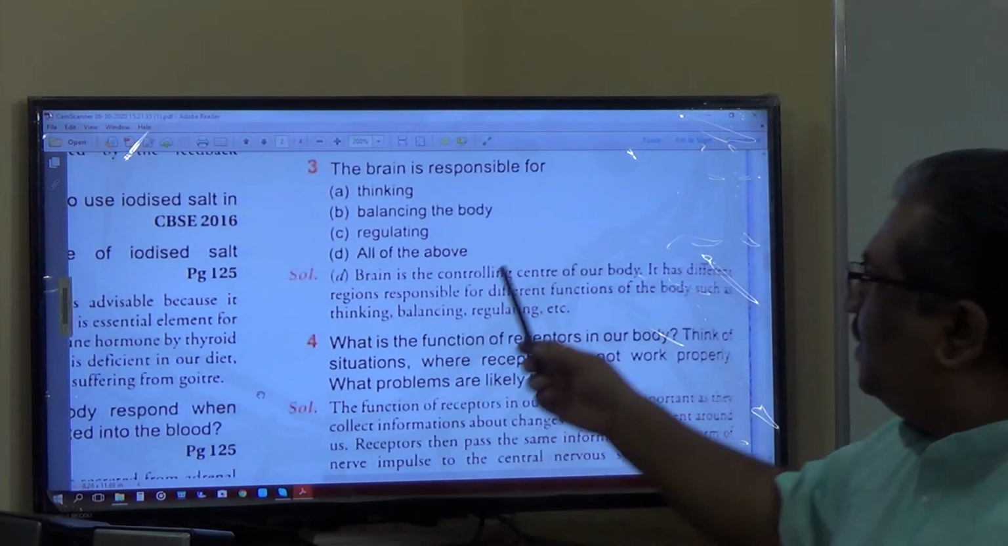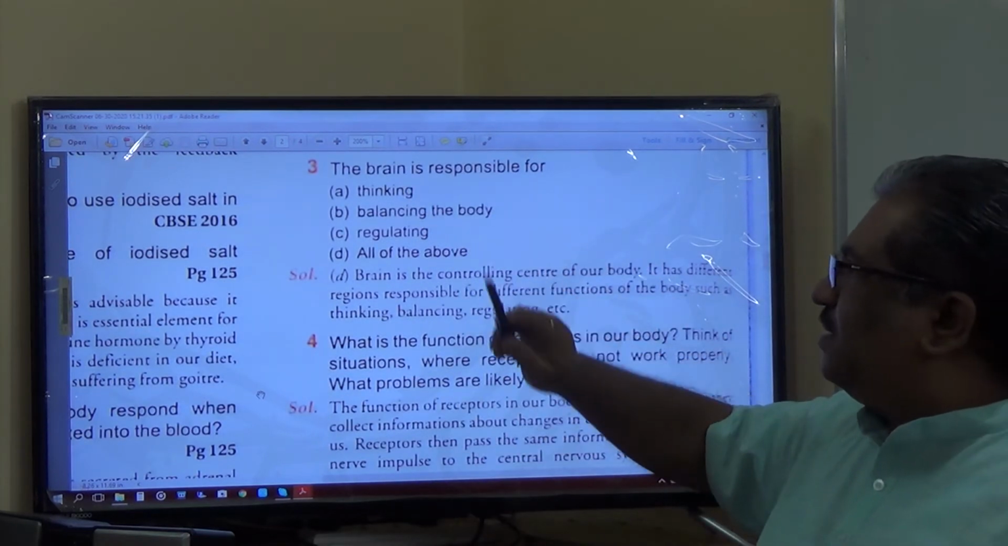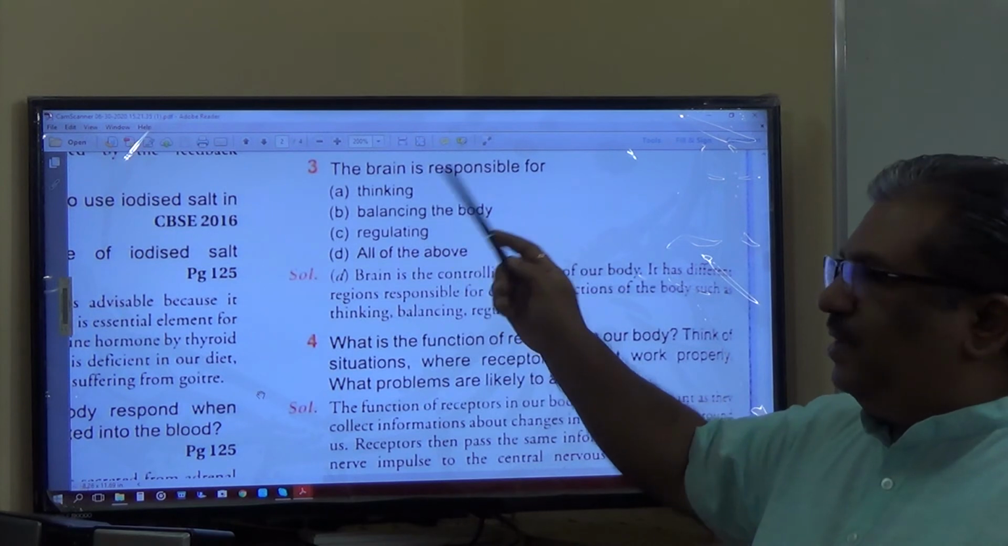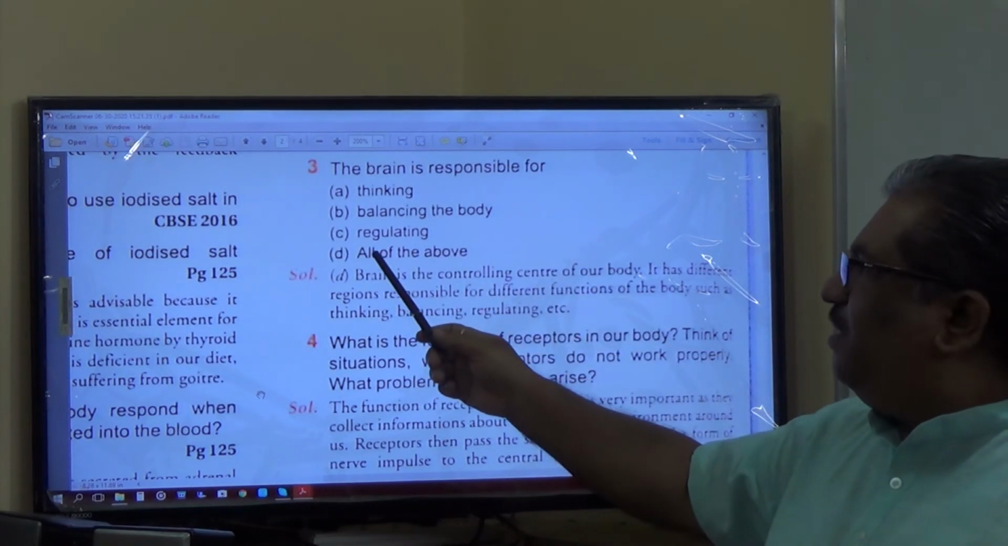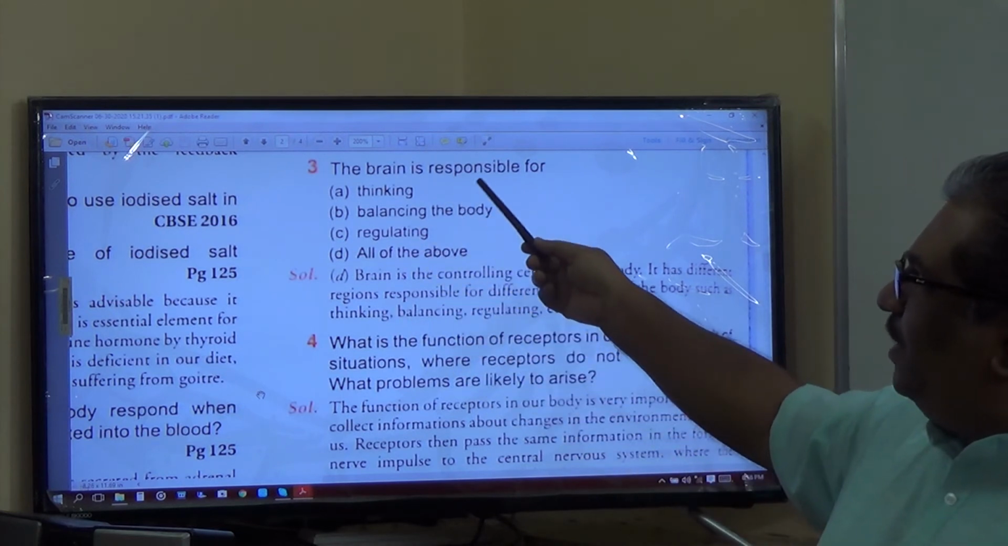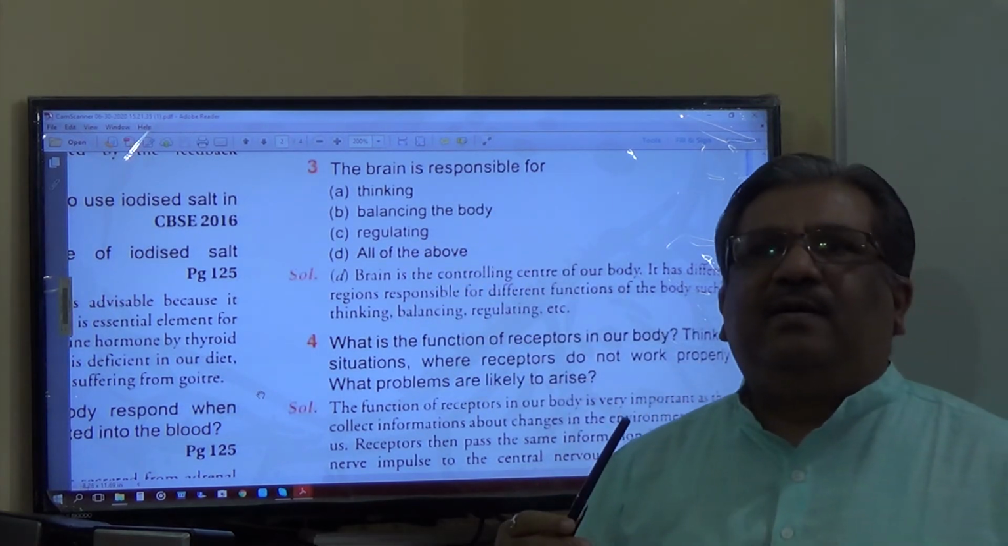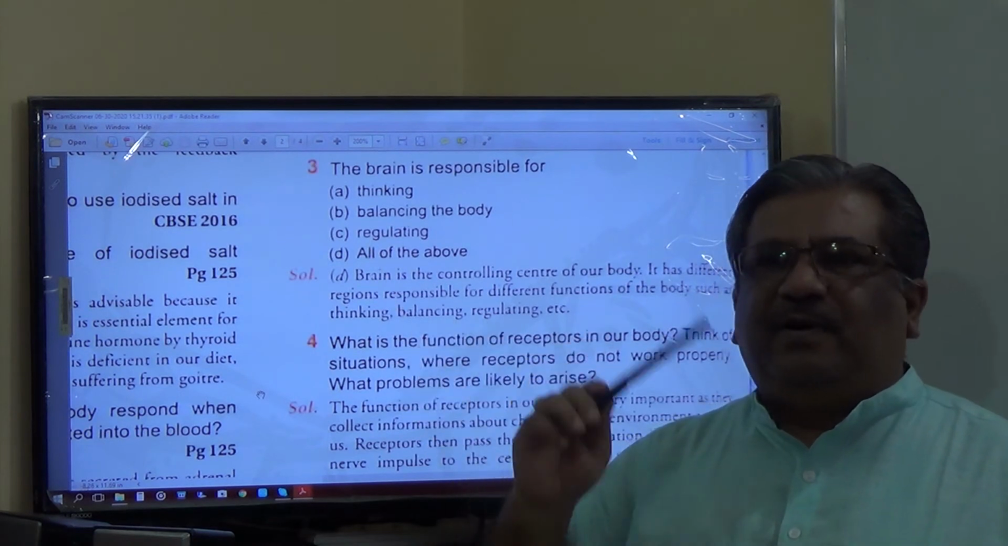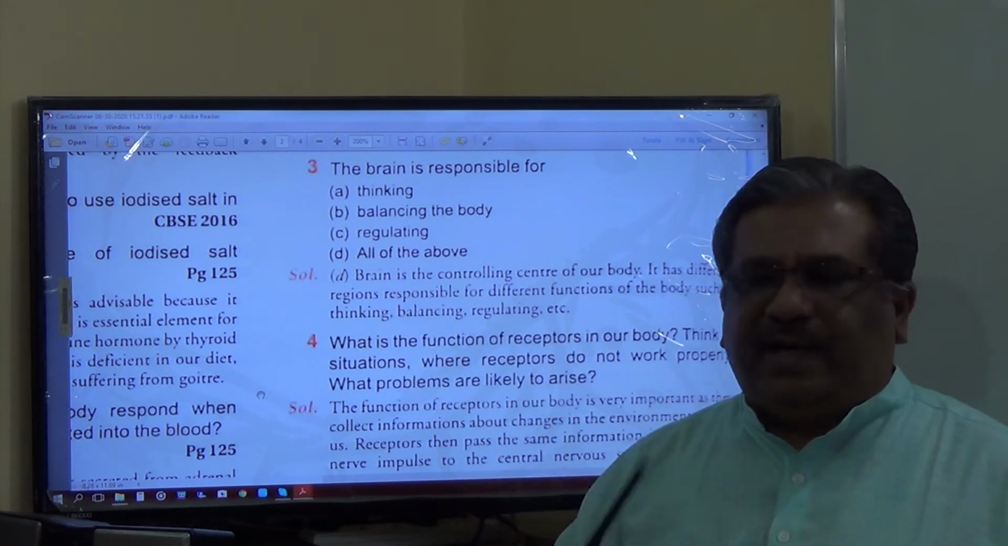The brain is responsible for thinking, yes. Balancing the body, yes, of course. Regulating, yes, for controlling also. All of the above. So all the above activities are controlled by the brain. So the brain is the main control center of our entire body.